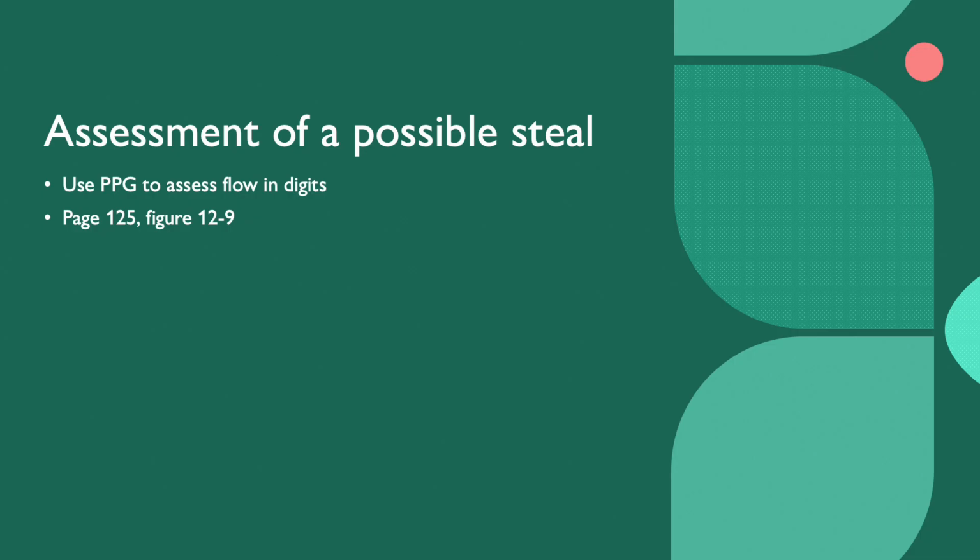Okay. So again, we already talked about this. So possible steal syndrome. We'll use the PPG, the photo sensors that we use for the toes and the fingers. We'll put those on the fingers to check for flow. And then page 125. Okay, yeah, 125 is going to show you the digits. Your fingers are going to be the same as your toes. You're going to want that dicrotic notch.